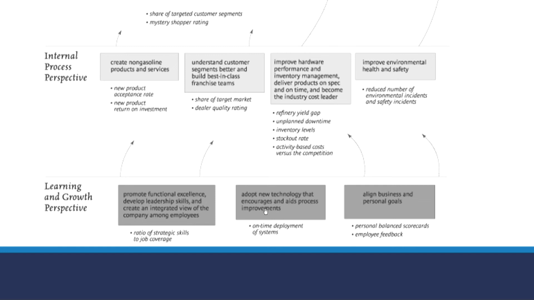Okay. The second point is adopt new technology that encourages and aids process improvements. Every process needs continuous improvement, right. If you can bring new improvements into your process, automatically your performance will enhance. So, on time deployment of systems was one of the metrics that the company used. And finally, the final measure or objective was aligning the business and personal goals. The individual's goal and the organizational objective both have to be streamlined, both have to sync, both have to be in a symbiotic relationship, right. So, how to do that? Personal balanced scorecards, so individuals' personal scorecards and employee feedback would be taken.